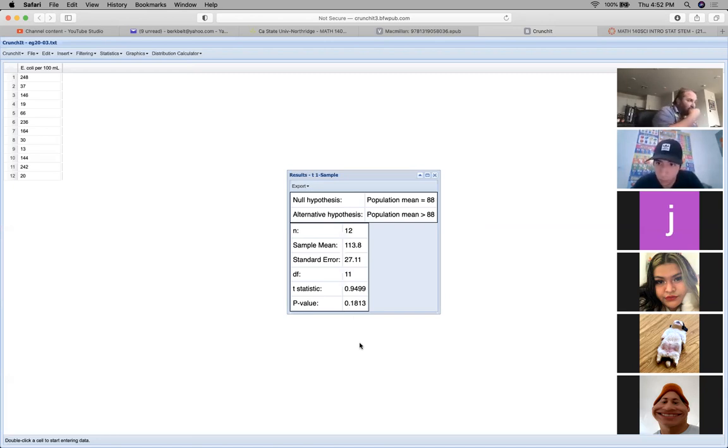What does that tell us? What does that p-value tell us? This is the whole point. If you can't come to a conclusion based upon your test, why do the test? So what is the conclusion of the test?